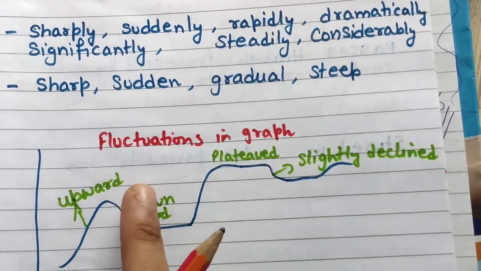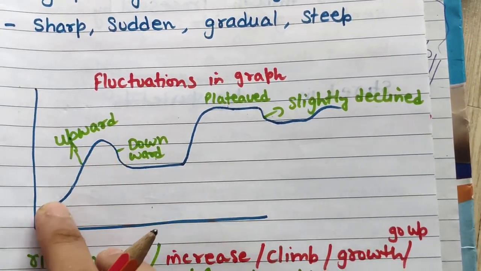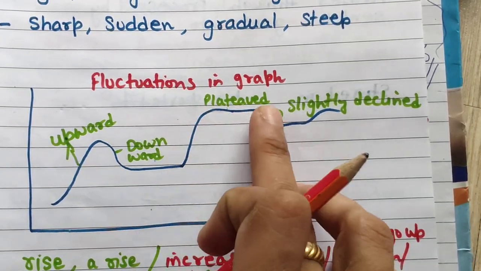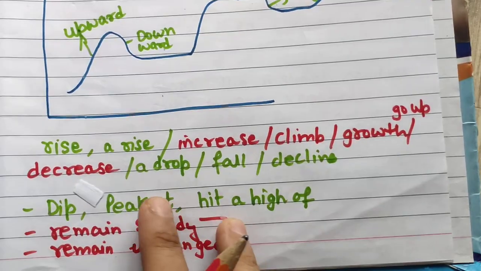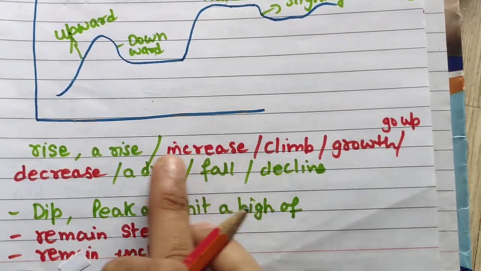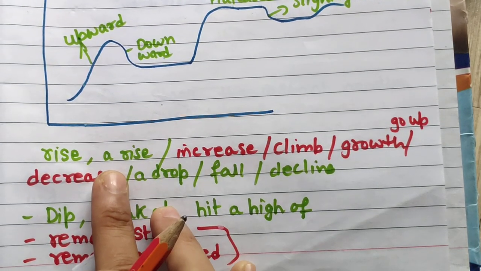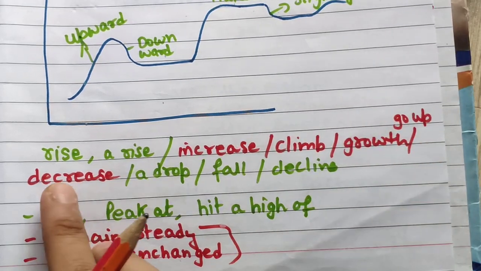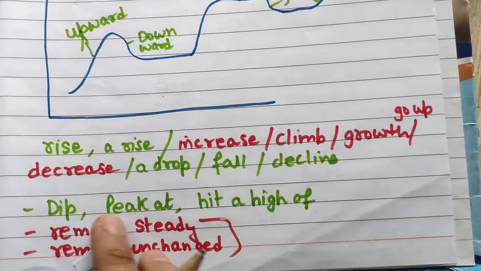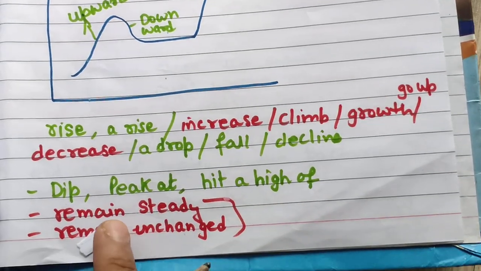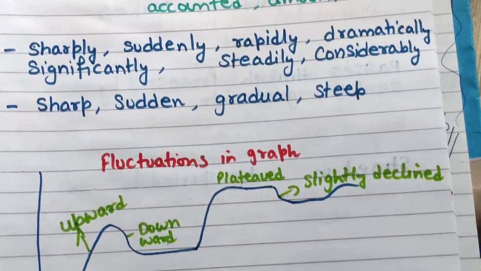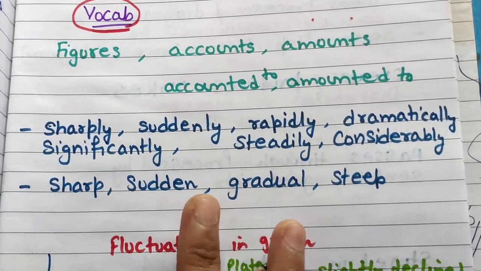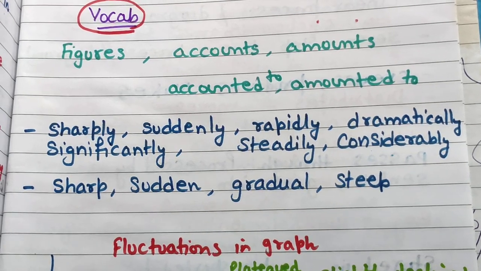sudden, gradual, steep. So when the graph is like that, upward, and this is a downward trend, this is plateaued, this is slightly declining, and you can see this rise, arise. It means when the question is about past tense, then you have to change the verb. Increase, climbed, growth, go up, decrease, drop, fall, decline, dip, peak at, hit a high of, remain steady, remain unchanged. So you use this vocabulary for your writing task 1 also. This is for line graph, bar graph and table graph also, you can write it.